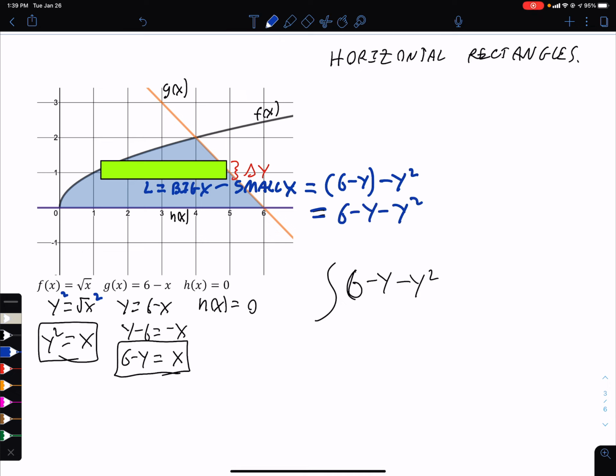Got rid of the parentheses. And that's the length. The width is delta y, which we write dy. But now here's the next problem. Where do I add these up?